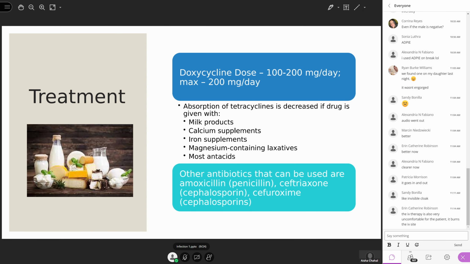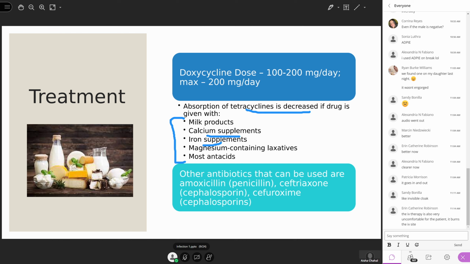So that's one reason why we need to make sure that the absorption is not decreased if the patient is taking any of these things. Okay, so we have to make sure that if they are taking an antacid, they take it at a different time if they really have to. They should stop the iron supplements. They should stop the calcium supplements, magnesium, all the metallic things that they are taking.